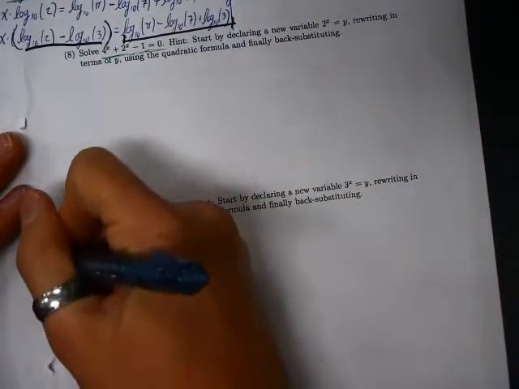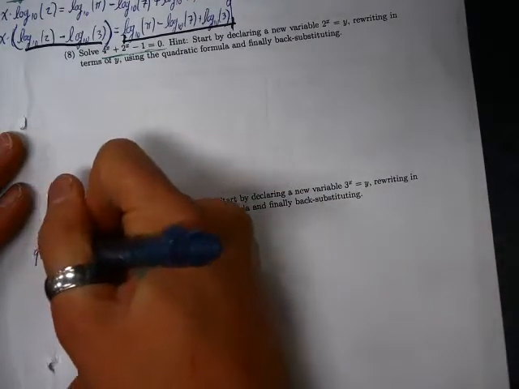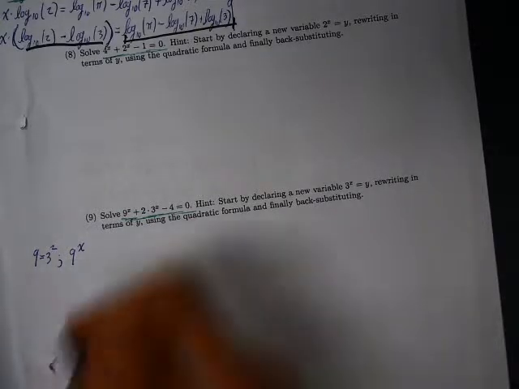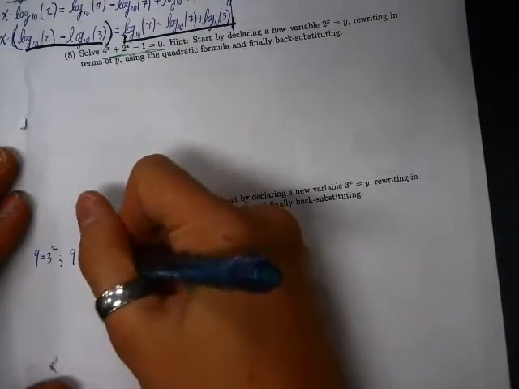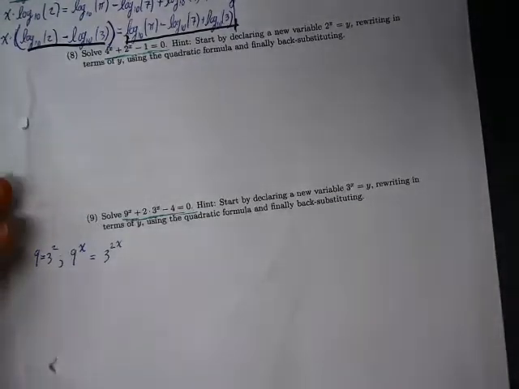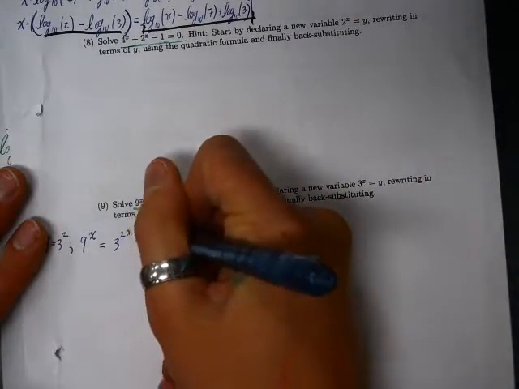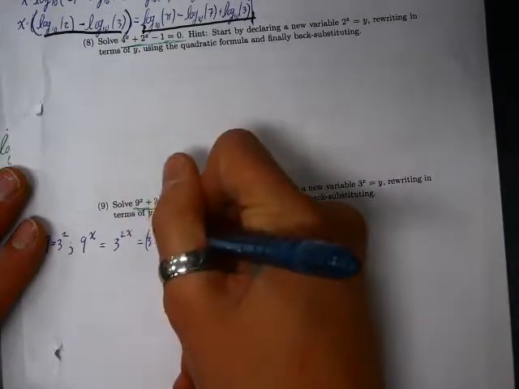So 9 is equal to 3 squared. So what can you tell me about 9 to the x in terms of 3 to the x? Say louder. Is it half? Not half. Well, it's 3 to the 2x, right? But we can rewrite that in a different way. That's the same thing as 3 to the x, squared.